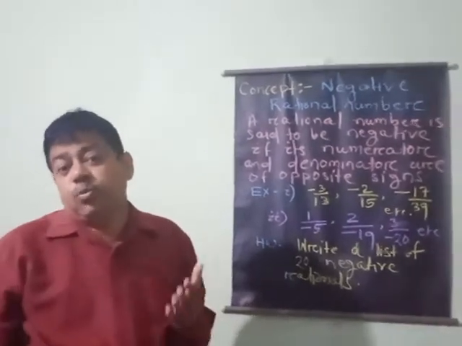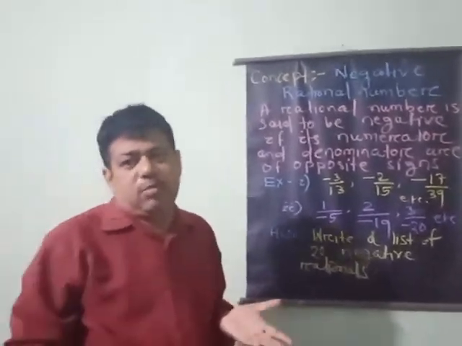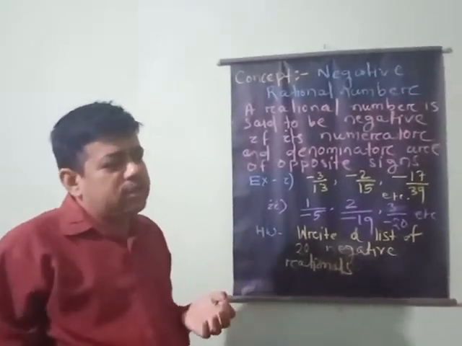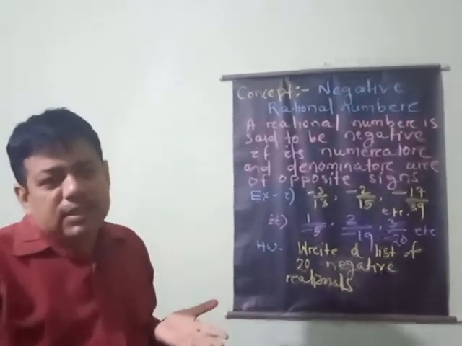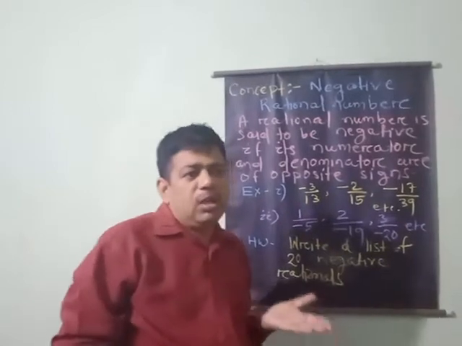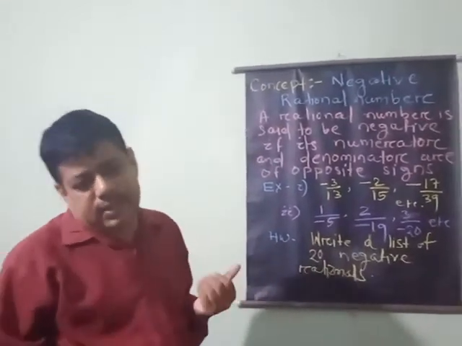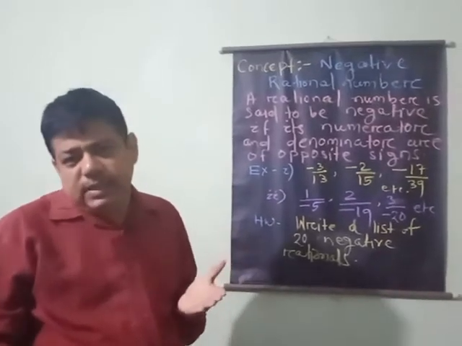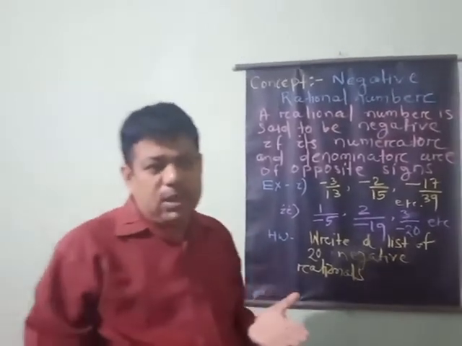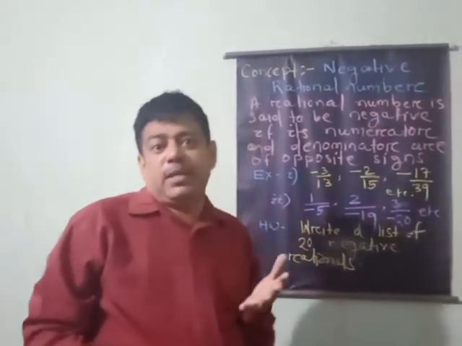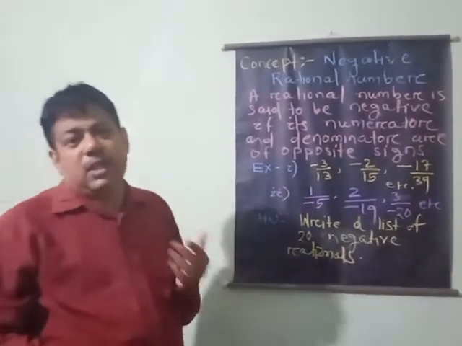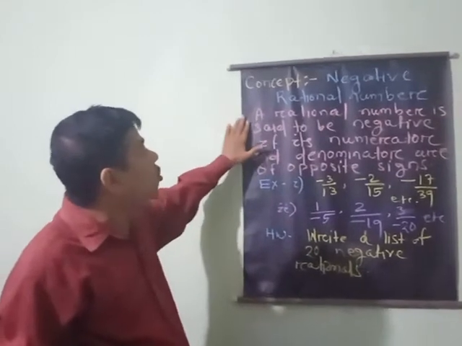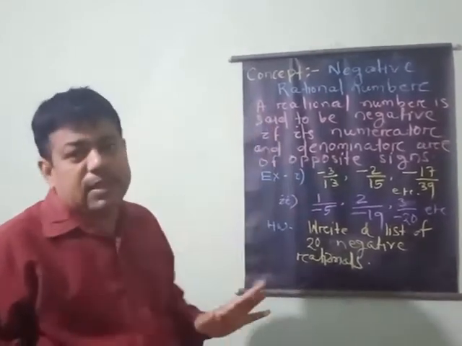Let us recall the positive rational numbers. What is a positive rational number? It is a rational number in which both the numerator and denominator have the same sign. 2 by 3 is a positive rational number. Minus 5 by minus 7, same sign, is a positive rational number also. But in this slide I will show you what negative rational numbers are.